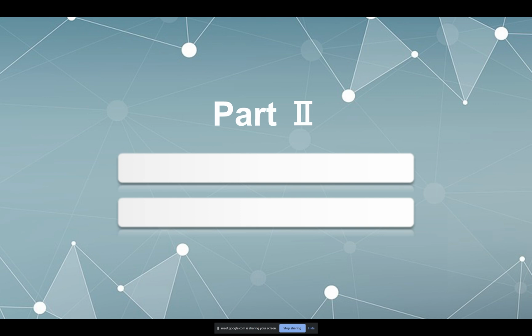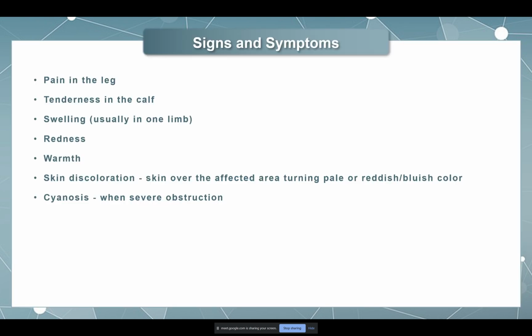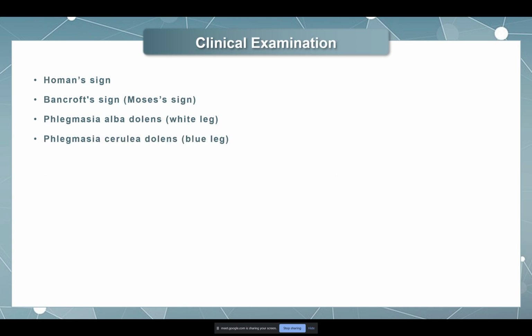So next, part 2 is the signs and symptoms and also diagnosis. So usually patient will present with complaint of pain in the leg, tenderness in the calf, swelling usually only in one limb, redness, warmth, skin discoloration, might be on the affected area turning pale or reddish bluish color, and cyanosis when a severe obstruction happens. So these are signs and symptoms.